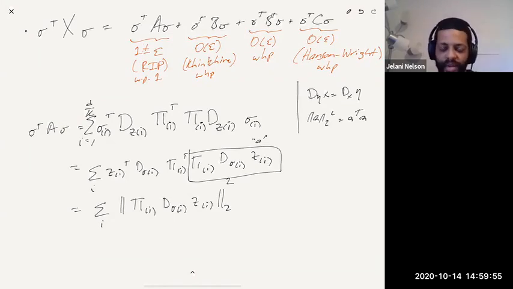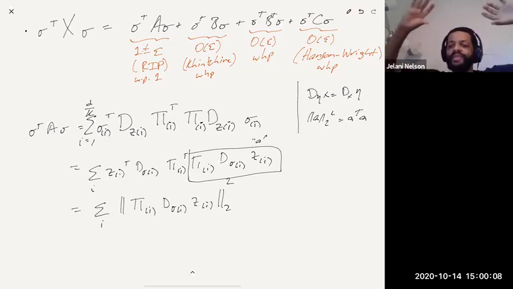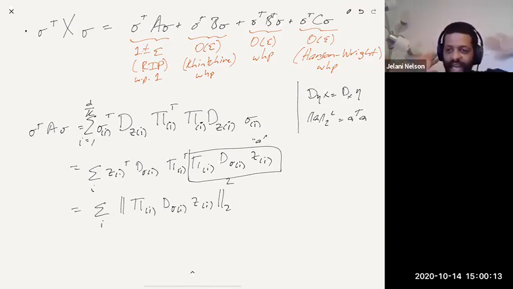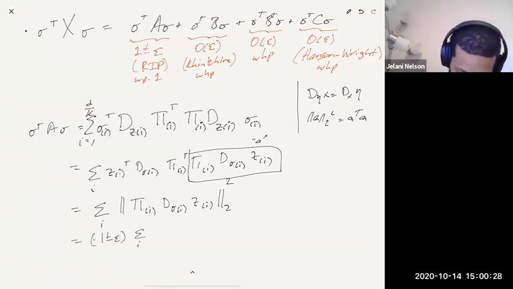Now, what do I know about this vector d sigma i zi? It's k sparse, right? zi is the ith block of z, which only has k coordinates in it. Each block only has k coordinates. So zi is a k sparse vector. When I apply d sigma i to it, I'm just changing the signs. It's still a k sparse vector. So pi preserves its norm because pi is RIP. It preserves the norm of any k-sparse vector. So this is equal to 1 plus or minus epsilon times the sum over i of the norm of d sigma i zi, squared.